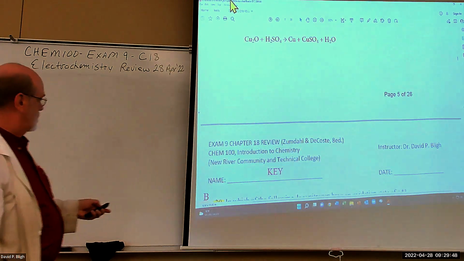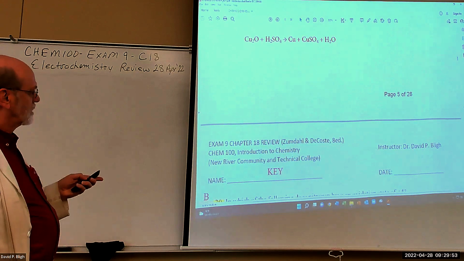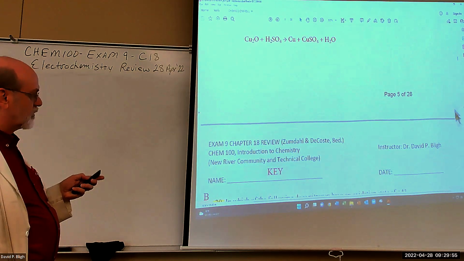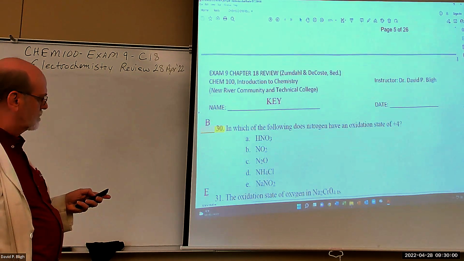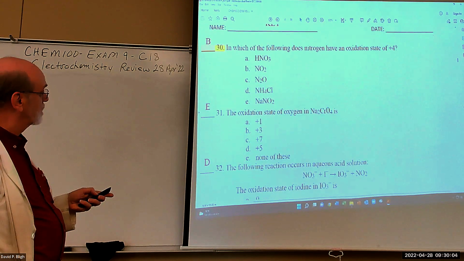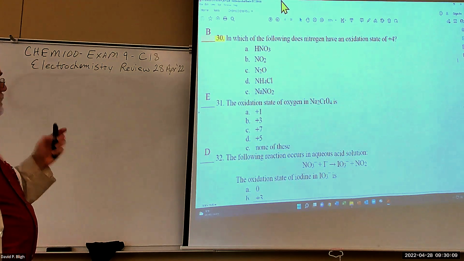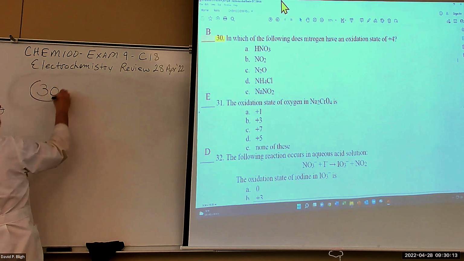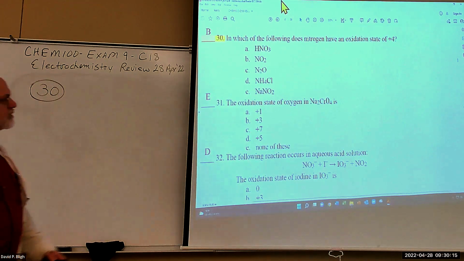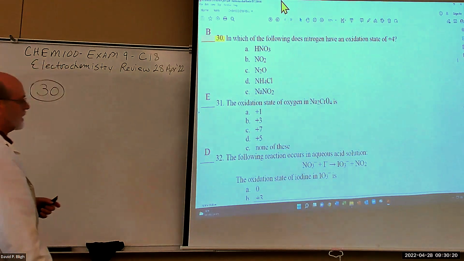All righty. I see it peeking down there. Let me scroll it a little bit so we can get it positioned properly. See, we got any more down there? Oh. Okay. There. Number 30. In which of the following does nitrogen have an oxidation state of +4?